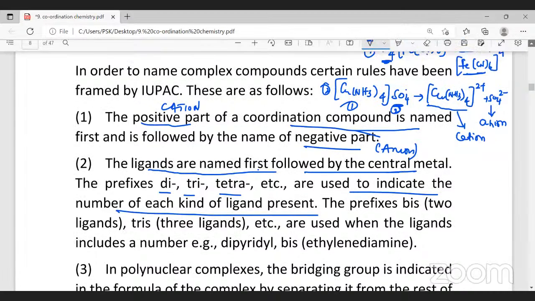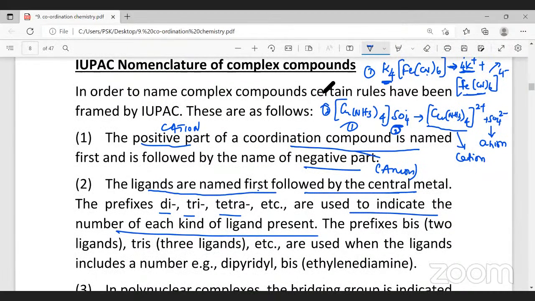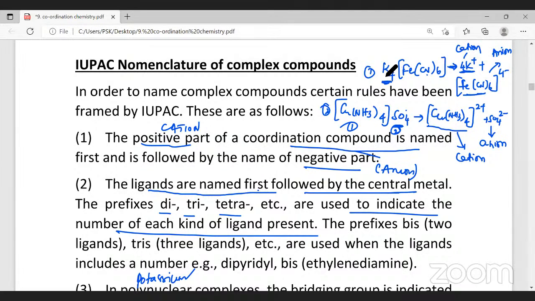Now, in the first example, the cation is potassium. For the counter ion, I am not giving tetrapotassium. I am not giving you the prefix, because for the counter ion the charge is balanced later. I will tell you how it is balanced later. So for the counter ion, no prefixes. Even though I have 4 potassium ions, I just write it as potassium. Once I have named the cation, now I have to go for the anion. The anion is a complex here.